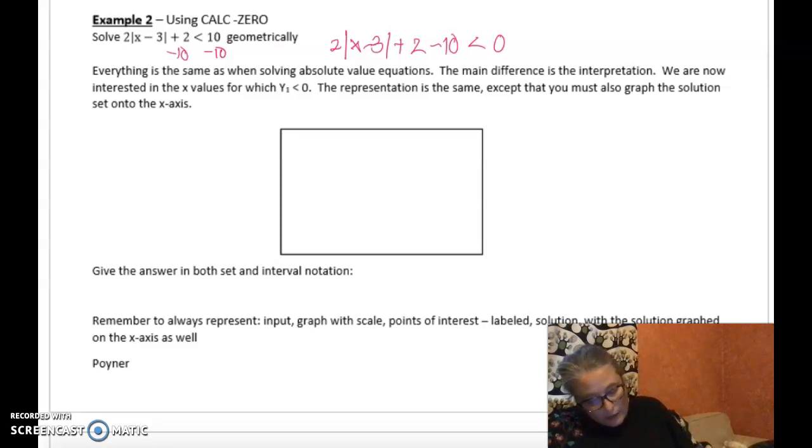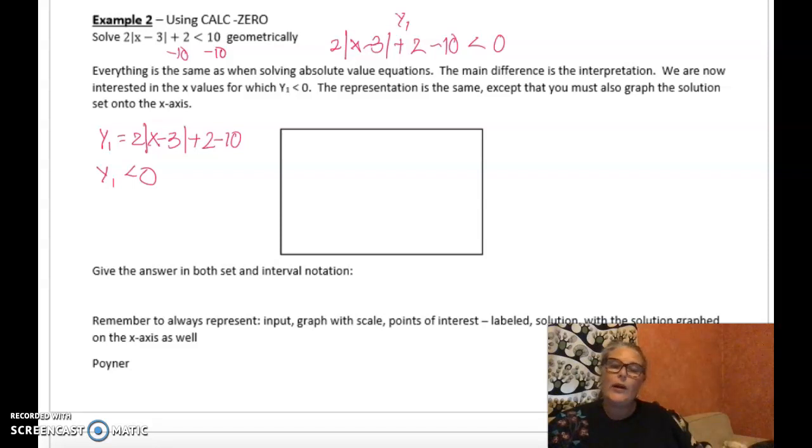So then we're going to have y1 is equal to 2 times the absolute value. And again, this works just like when we did equations. The only thing that's different is how we interpret it in the end. But in terms of what we put in the calculator, it looks the same. Now, we also want to add that we want y1, remember that's this side here, to be less than 0. y1 being less than 0 means that we want where the y values are negative. That's what that means. Okay, so looking at the calculator, we have to enter all of that.